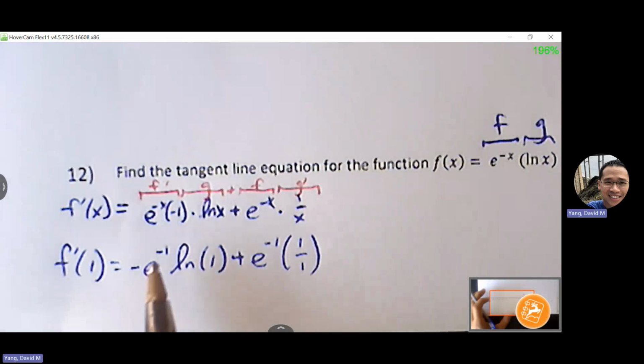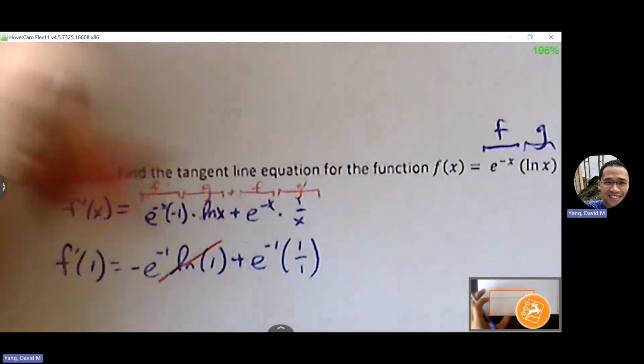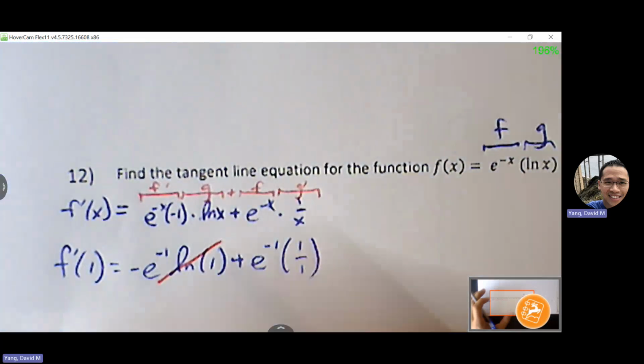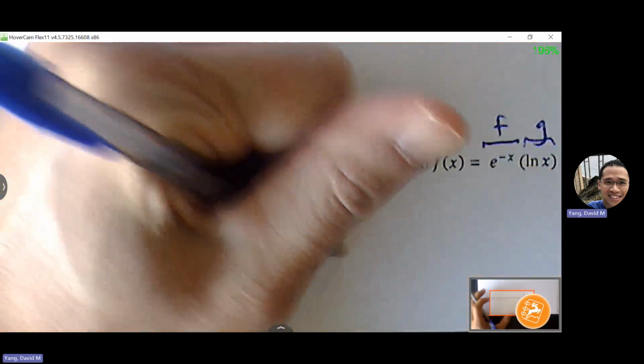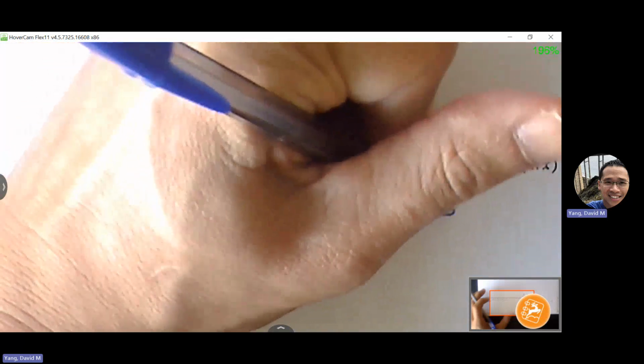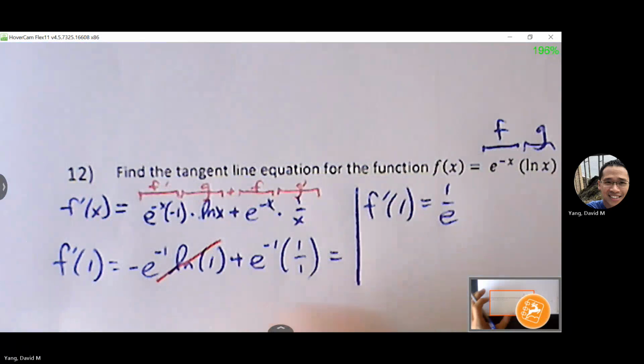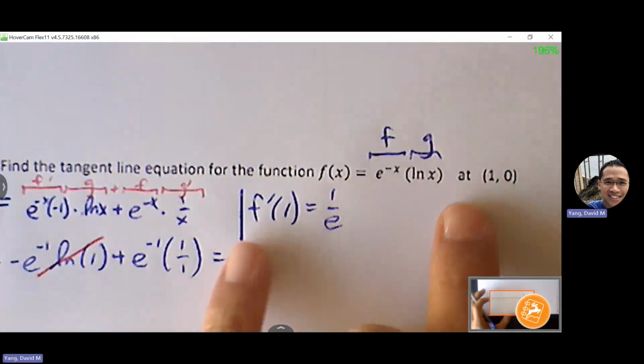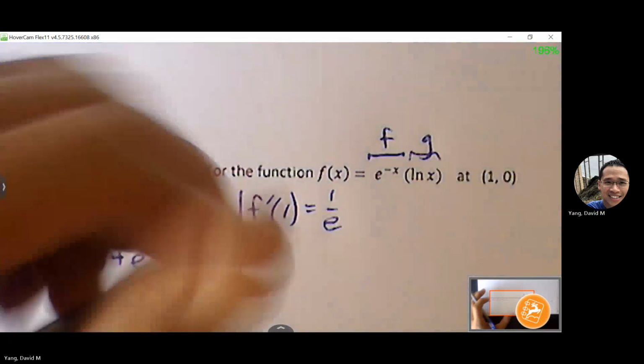Okay, so negative e to the negative 1, that's just 1 over e. Well, what do you know about natural log of 1? 0, right? So that's nice. That's going to wipe that whole thing out. Anything times 0 is just going to be 0. Plus e to the negative 1. And so I can leave it as f prime of 1 is 1 over e. So I have my ordered pair, I have my slope, point slope form, and that's my answer.